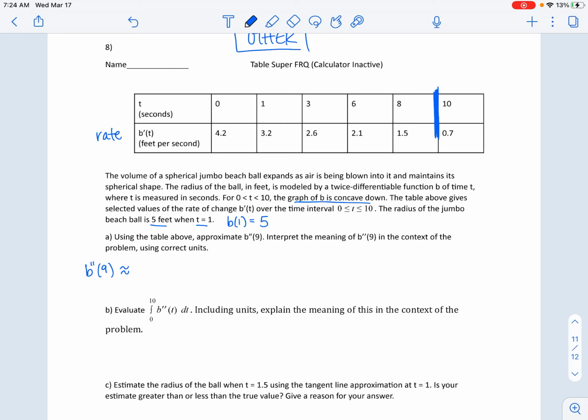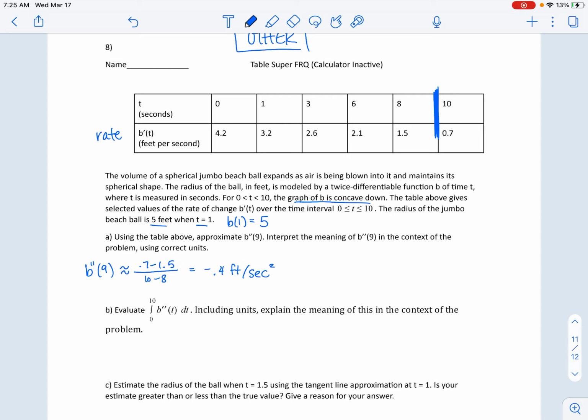And so that is 0.7 minus 1.5 over 10 minus 8, which is negative 0.4 feet per second squared, because that 0.7 and that 1.5 on top are in feet per second, and then the 8 and the 10 are in seconds, so feet per second squared.